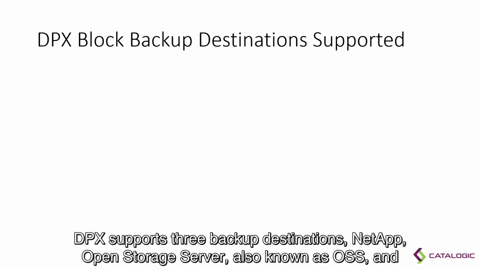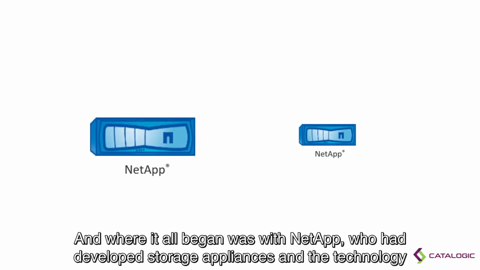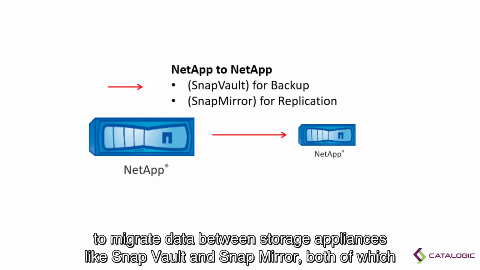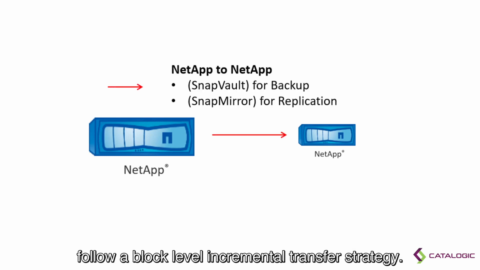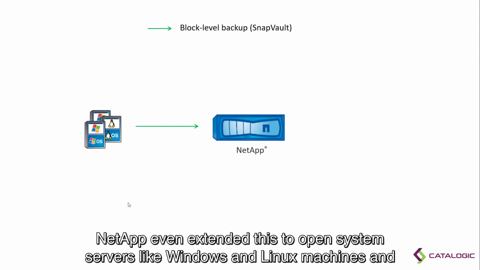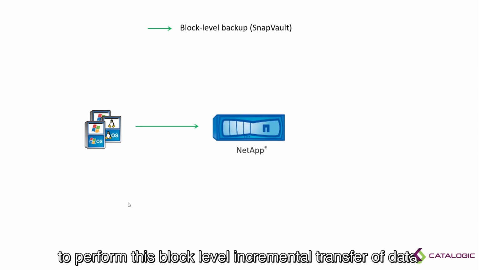DPX supports three backup destinations: NetApp, Open Storage Server, also known as OSS, and vStor. And where it all began was with NetApp, who had developed storage appliances and the technology to migrate data between storage appliances like SnapVault and SnapMirror, both of which follow a block level incremental transfer strategy. NetApp even extended this to open system servers like Windows and Linux machines and Unix machines, and even developed their own OSSV agent or Open System SnapVault agent to perform this block level incremental transfer of data.